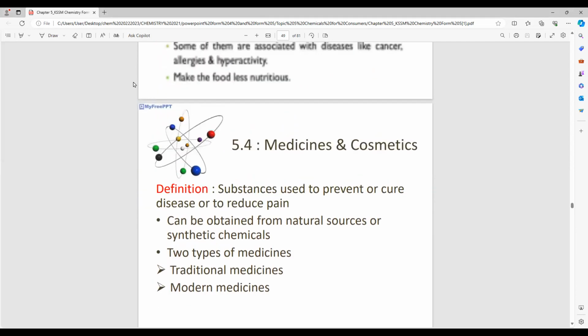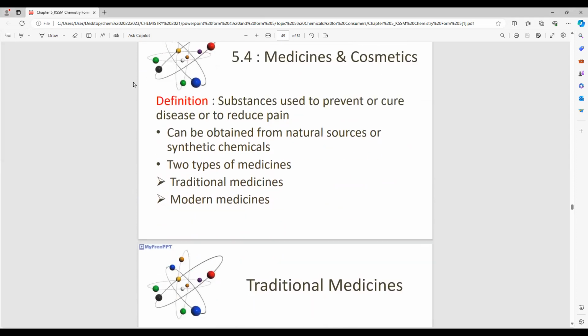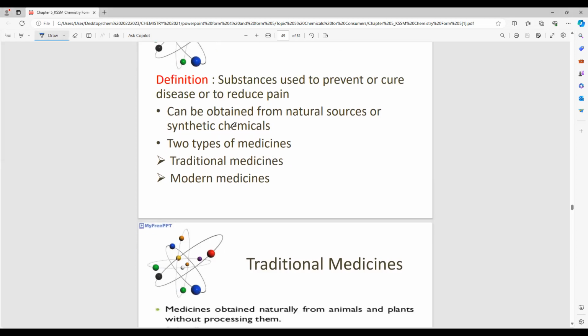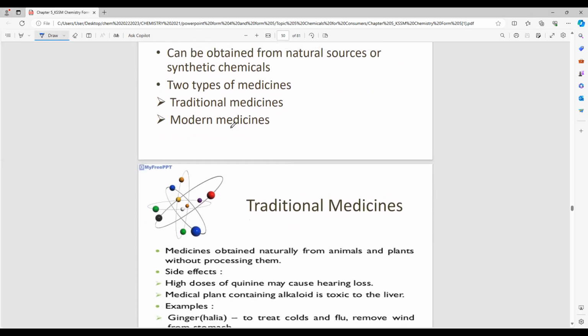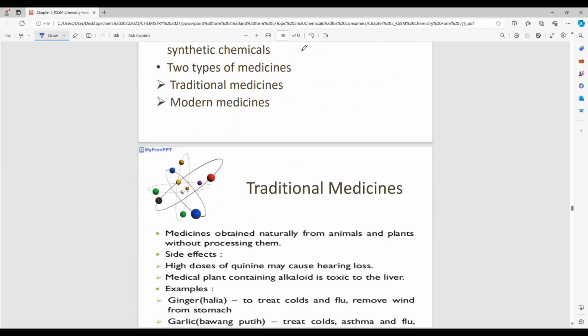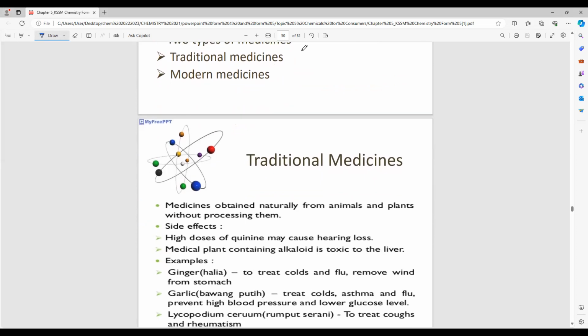Now, medicine and cosmetics. Medicines are anything that is used to prevent or cure diseases or to reduce pain. I can get it naturally or synthetically. Can you see my screen? Yes, sir. Okay, thank you. I have two types, which are traditional medicine and modern medicine.